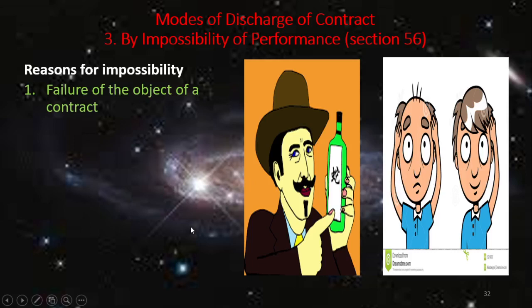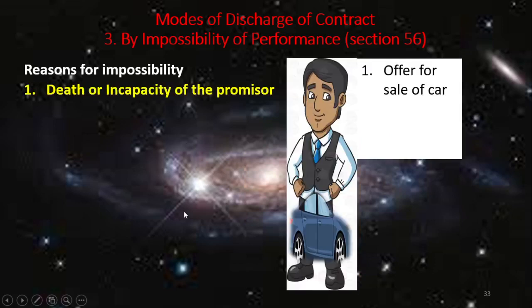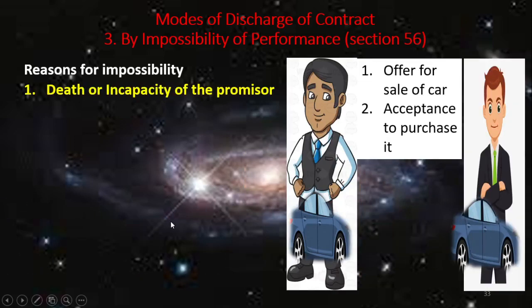Object represents the purpose of contract. And the third one, death or incapacity of the promisor. So, sale and purchase of a car, offer and acceptance is over. After that, death or incapacity of any one of the party will lead to closing the contract.